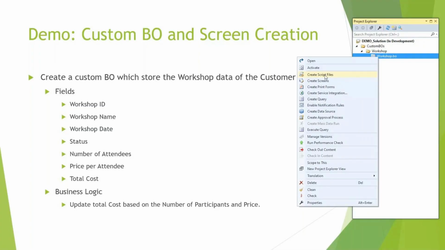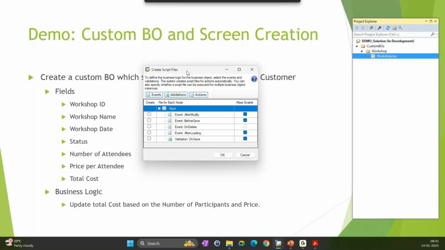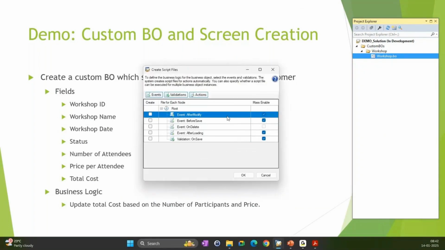There will be predefined scripts. Here you can see, these are all the predefined ones. After modify triggers when, let's say, you are changing some data in the system. Once the field is changed, this after modify will get triggered. Event before save: once you click on the save button in the UI, this event will trigger. Event on delete will trigger when you are deleting some instance in the UI.